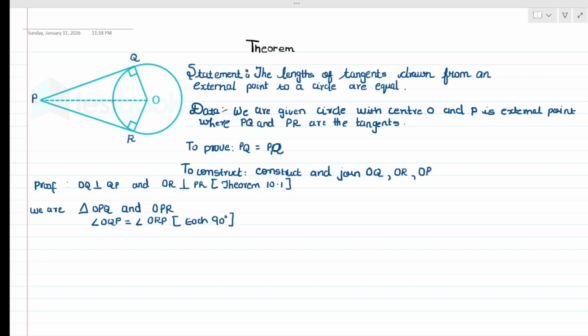Next, take into consideration the same triangles. What is common between these two triangles? Your line OP. So second, you will write OP is equal to OP. Now what is the reason? It's common. So you will write it's common.